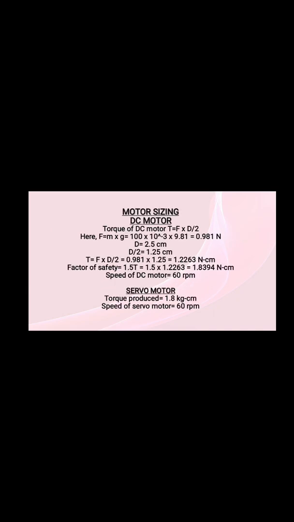Motor sizing for DC motor. Torque of DC motor T equals force required times diameter of DC motor divided by 2. So torque required is 1.2263 Newton centimeter. Factor of safety is 1.5 times torque, which is equal to 1.8394 Newton centimeter. Hence, the speed of DC motor is 60 rpm. Torque produced by servo motor is 1.8 kg centimeter. Speed of servo motor is 60 rpm.